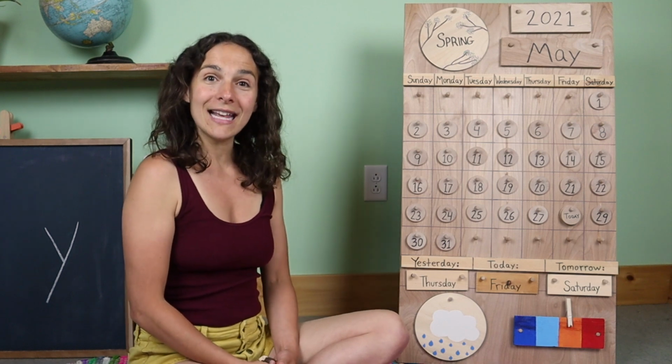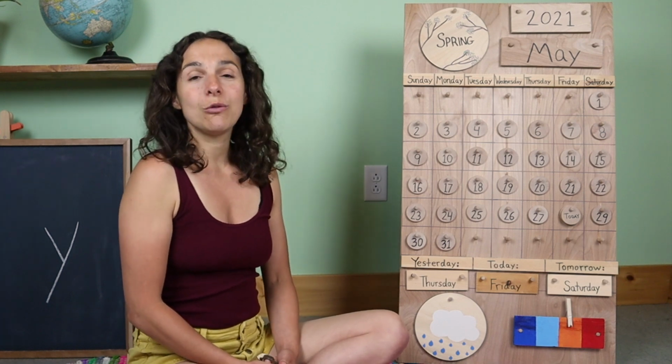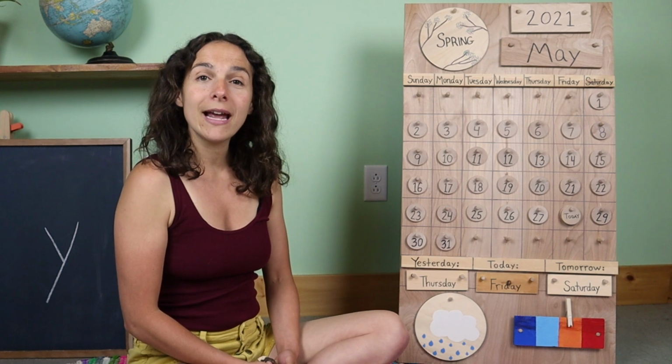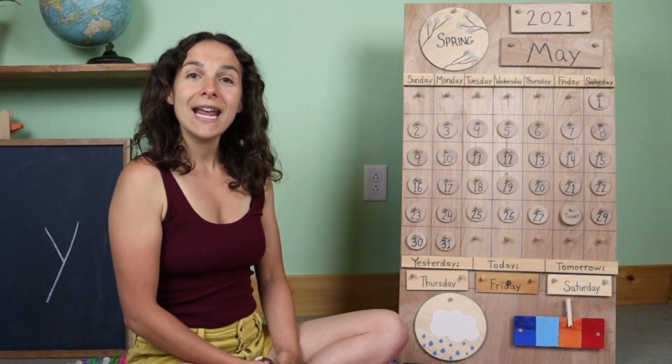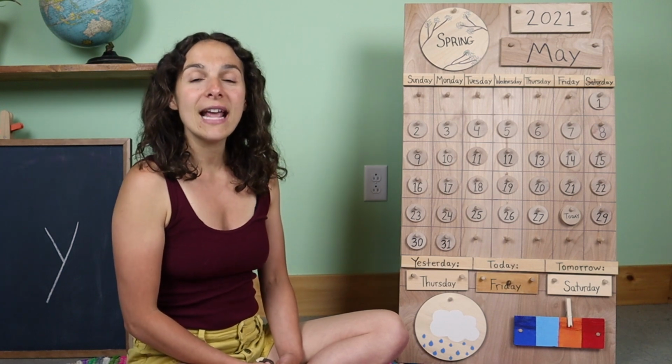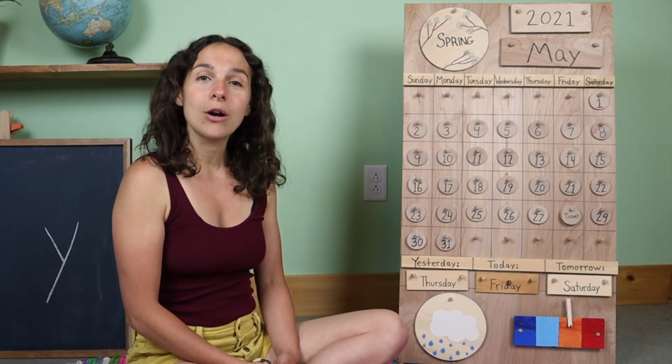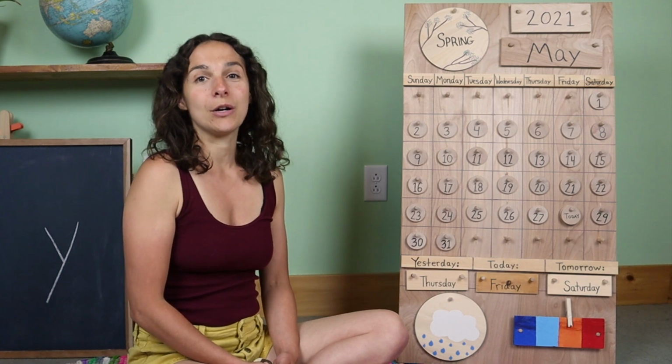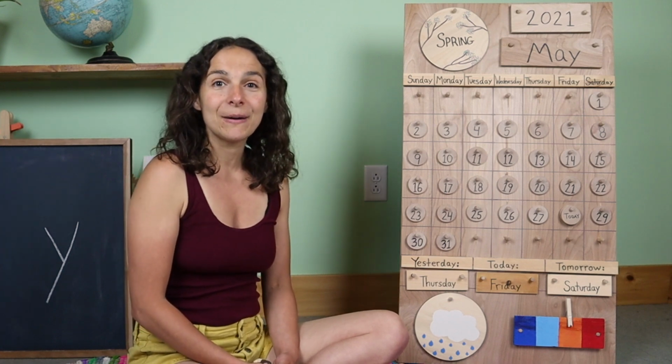The song goes like this. January, February, March and April, May and June, July and August, September, October, November, December, 12 months in a year.